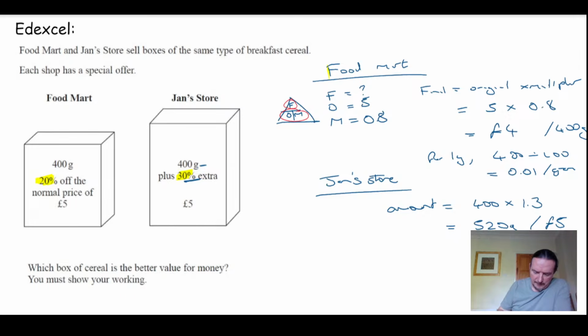So 500 divided by 520 is 0.0096. So it's slightly less than a penny. So which one ends up cheaper is going to be Jan's store. Jan's store is going to be the cheaper one of the two. It's not actually a very easy question, that one is a little bit tricky.